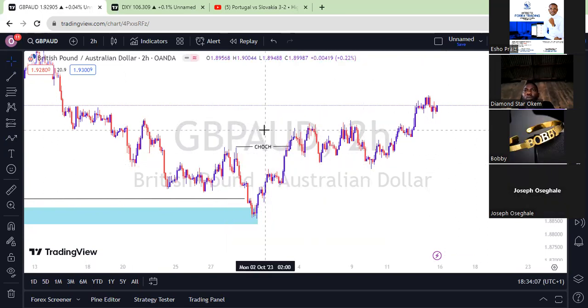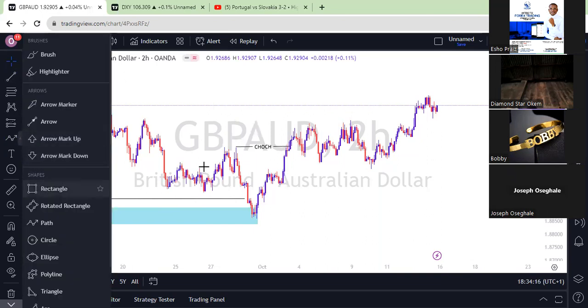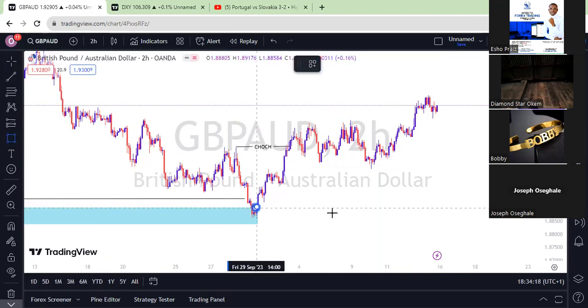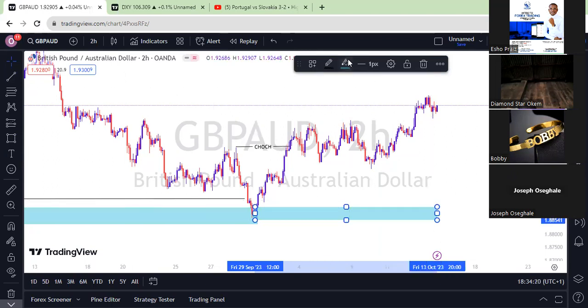Since this becomes our change of character, the market pushed up. And then here, the market leaves an order block behind.